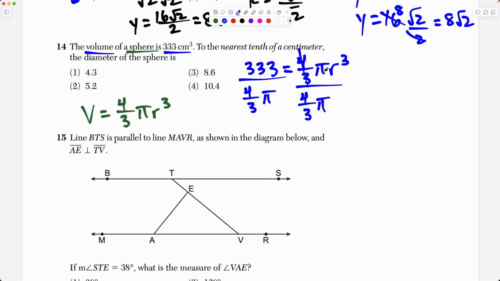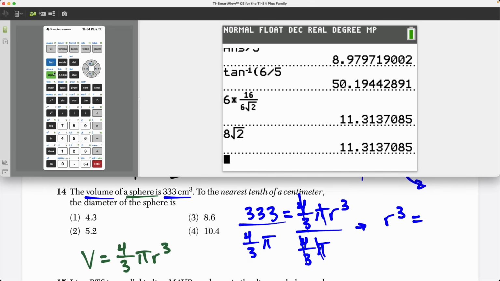Then all these terms cancel out on the right side. But then here we're going to get r to the third power equals this number. And then after we get r to the third, we're going to take the cube root of both sides. So let's type this in. We do alpha y equals enter, or if you have one of these newer calculators, you can press alpha x.